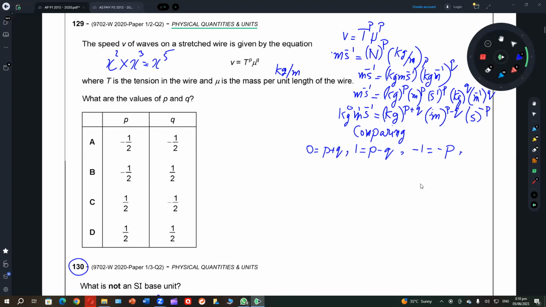Do you remember that? How kg power 0? Because if anything is raised to power 0, is it 1? Yes. So I start solving it. P is equal to 1, but I'm rejecting it.